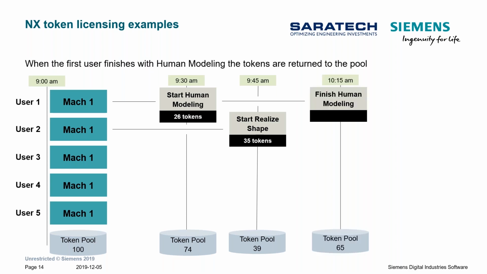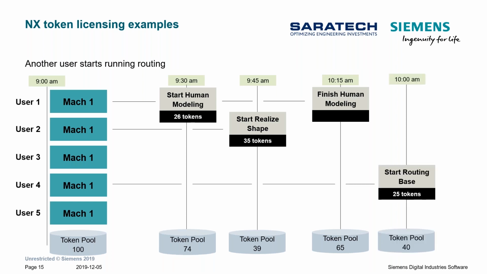So we're working away. Now at that point, maybe 10 or 15 minutes later, after doing all of this work to prove out that the design is good and the mannequin fits and various adjustments, your user that started human modeling finishes with it. It comes out of the human modeling functions, and immediately those 26 tokens go back in the token pool. So your token pool is back up to 65.